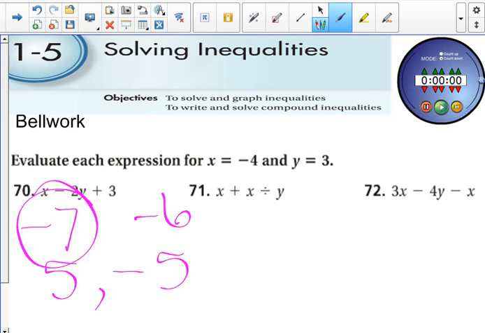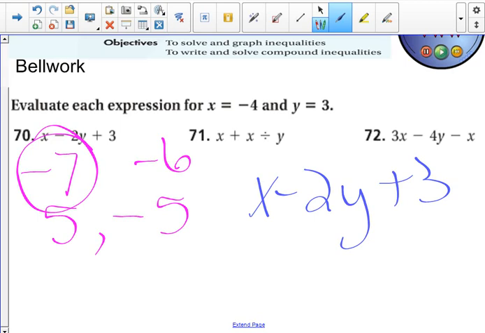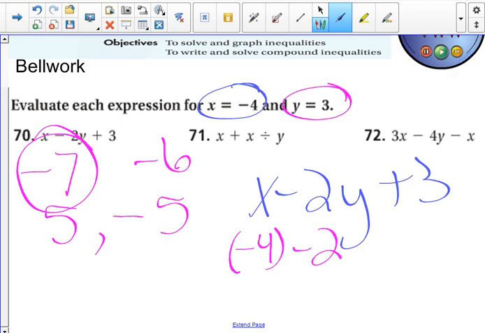So here's what we need to do. Let me just rewrite this and let's solve it. So it's x minus 2y plus 3. And it says solve for x equal -4. So everywhere there's an x, I'm going to replace it with -4. And everywhere there's a y, replace it with a 3. Okay, so there's my first step, is just replacing x and y with the appropriate values.